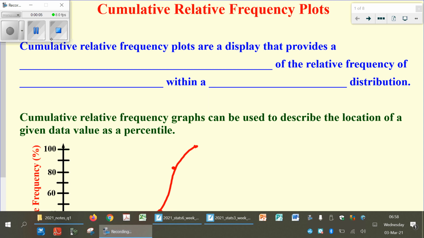Today, as we continue looking at percentiles and z-scores, we're going to look at a different type of plot. This is the cumulative relative frequency plot, and it's going to rely on connecting our idea of percentiles to a plot. Cumulative relative frequency plots are a display that provides a summative total.